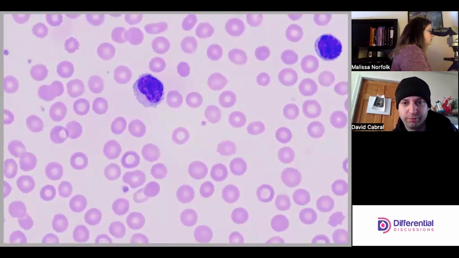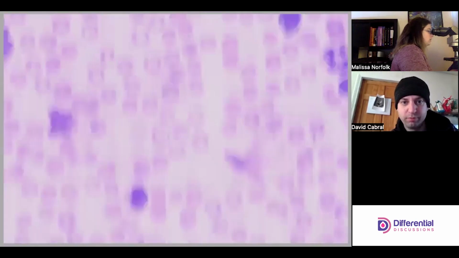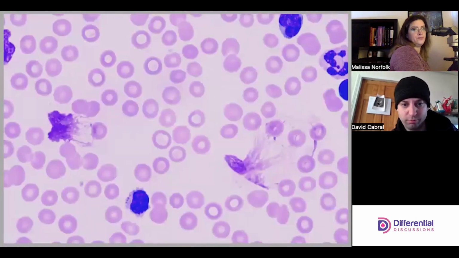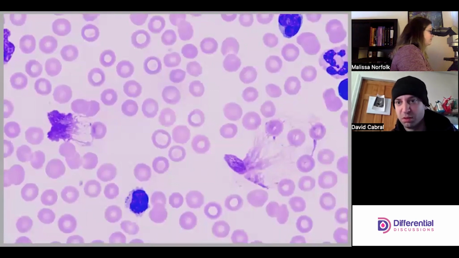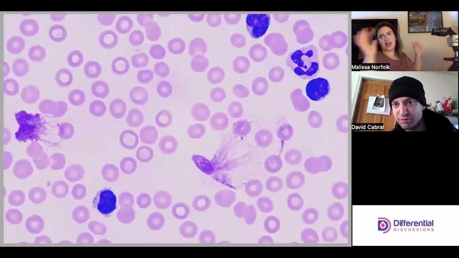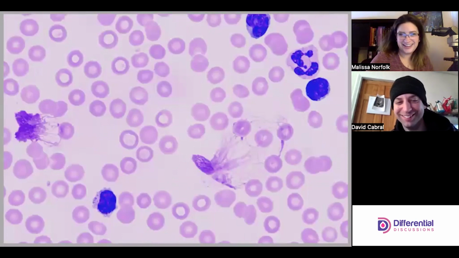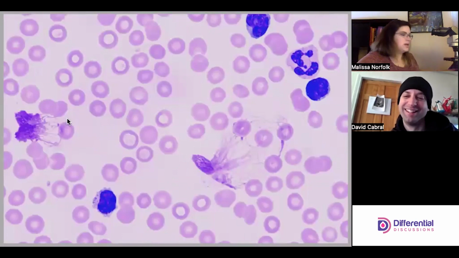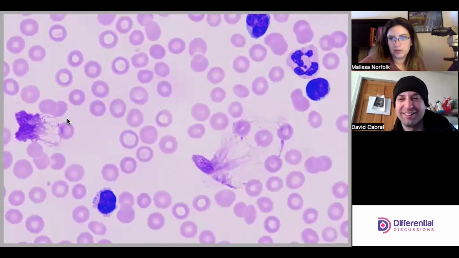All right, let's move around. Smudging, more lymphies. But look, there's actually a neutrophil. There's a neutrophil. So we've got some nice smudgies.